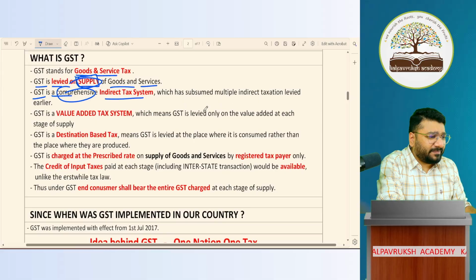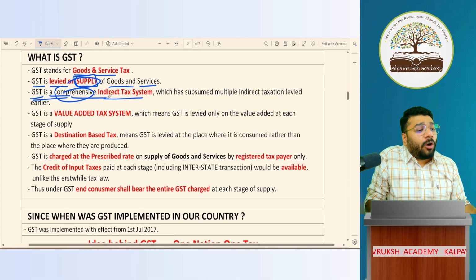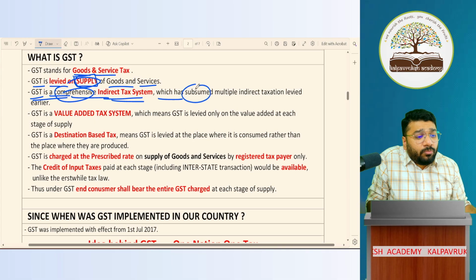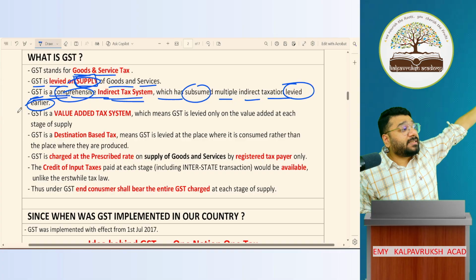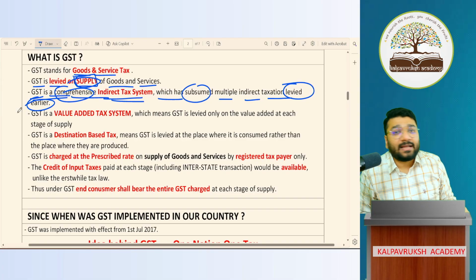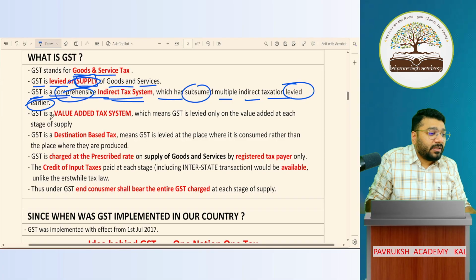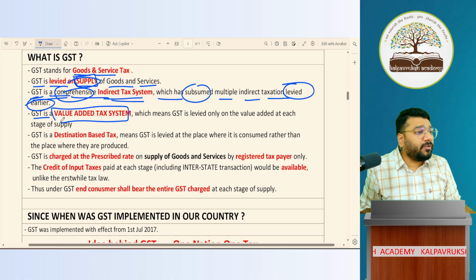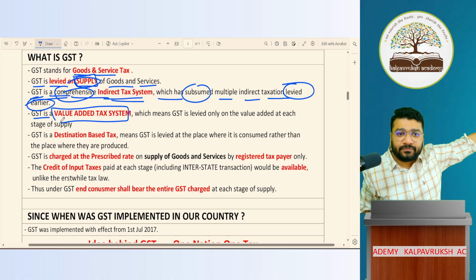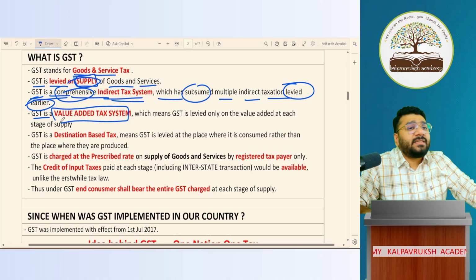Okay. Next, GST is a comprehensive indirect tax system which has subsumed multiple indirect taxes which were levied earlier. Before, there were multiple taxes; all of that has become one single tax. Okay, not okay? GST is a value added tax system. Very, very important from the true and false point of view. You know, in your syllabus you have true and false, no? So they will ask you, GST is a non-value added tax system. True or false? False. Because GST is a value added tax system.